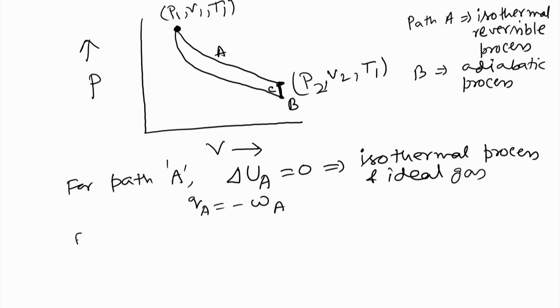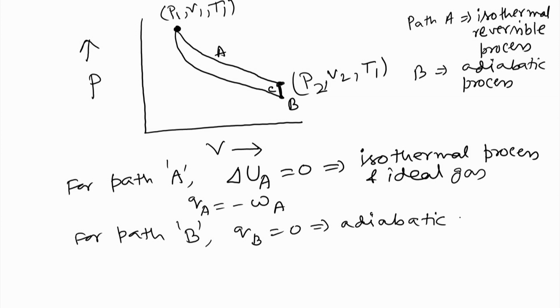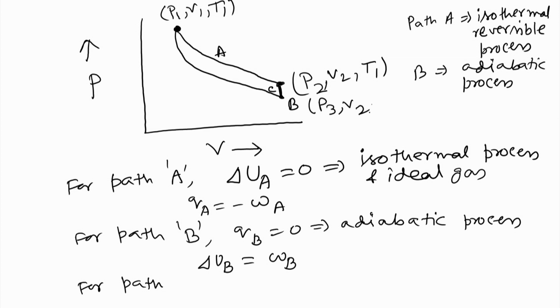Okay, so for path B, path B is adiabatic process, so QB is 0. Okay, there is no heat change for this process because it is an adiabatic process. So we can write delta UB is nothing but WB. Okay. And for path C, there is no work done, and point B is your P3, V2, T2.